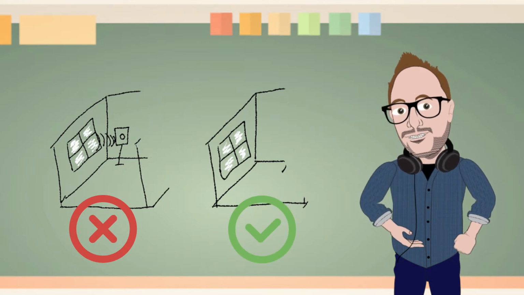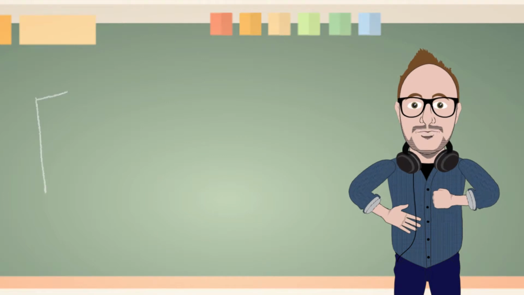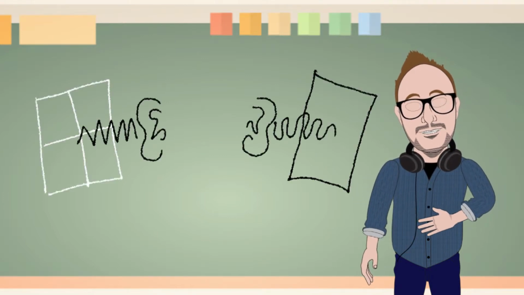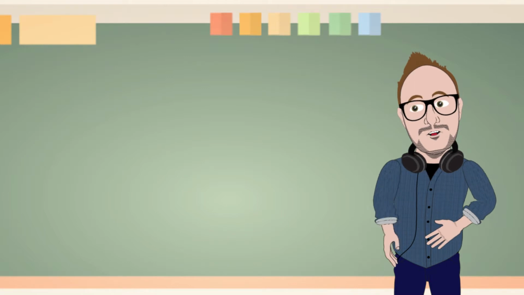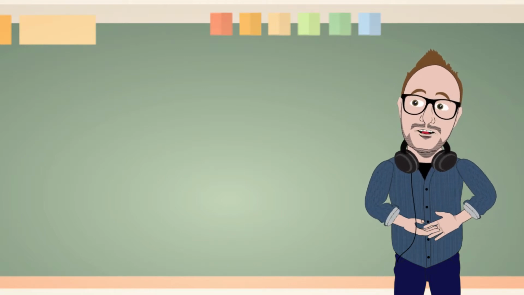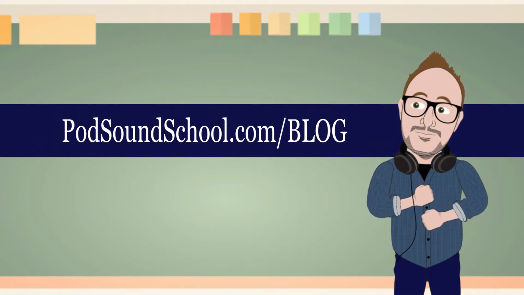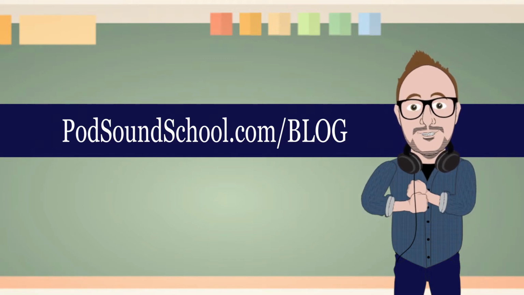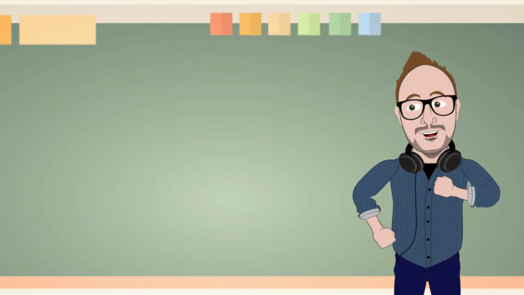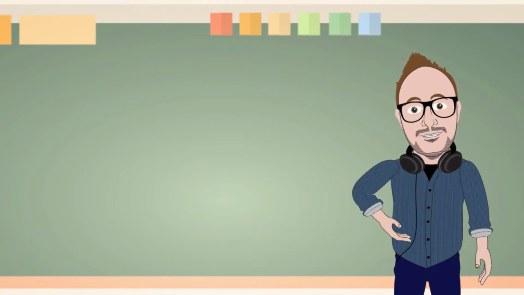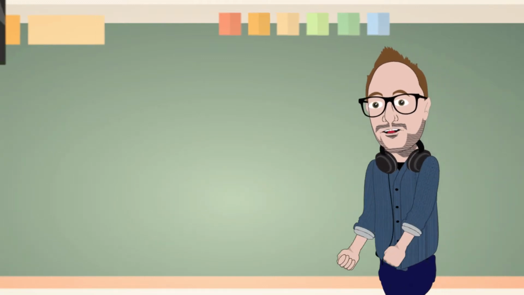Glass reflects sound at different frequencies than sheetrock, so your left ear will have a different experience than your right ear. For more information on setting up your speakers in your specific room, check out podsoundschool.com/blog. So, we've picked a good symmetrical spot for our speakers and for our workstation. Now we need to adjust the speakers to where we are going to sit and listen from.